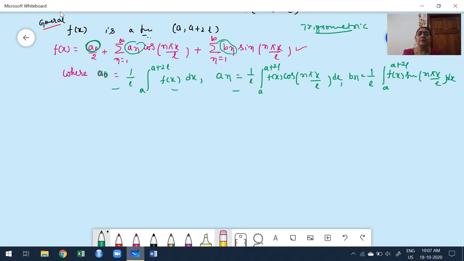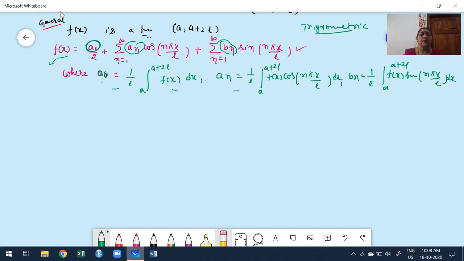Now with the help of these formulas, first you find out the values of a naught, a n and b n. Then you substitute and simplify that. We get the corresponding function, the construction of the Fourier series. a naught, a n and b n are called Fourier coefficients of the corresponding Fourier series. The formulas I have written to find out these values of a naught, a n and b n are called Euler's formulas for the corresponding Fourier series.